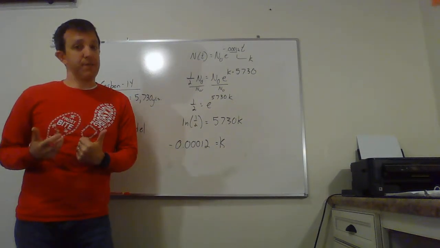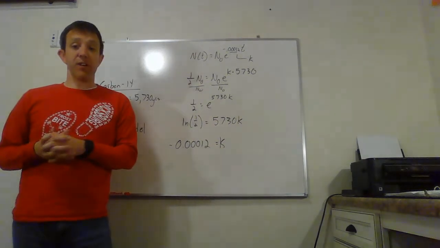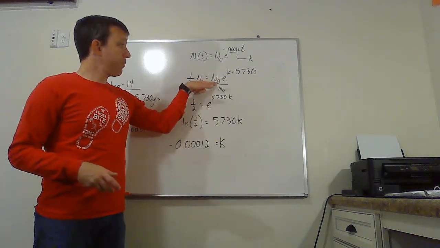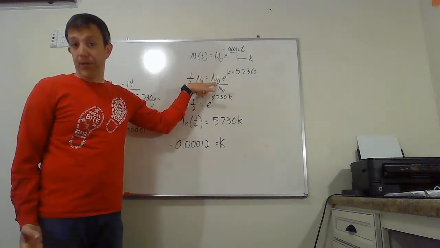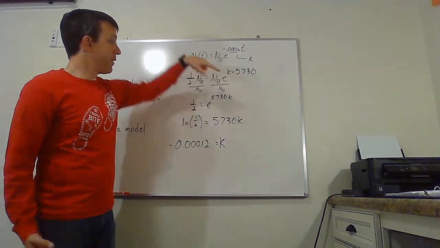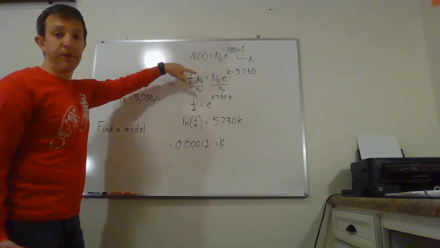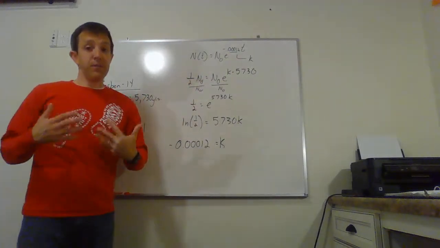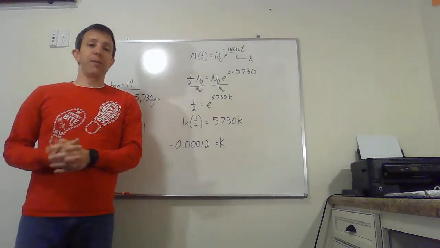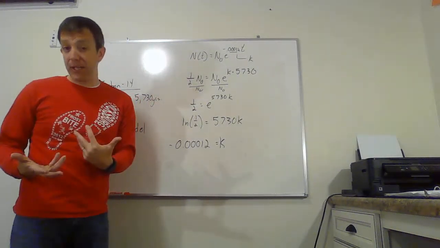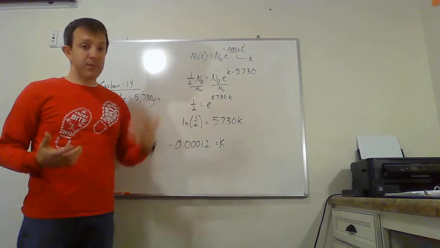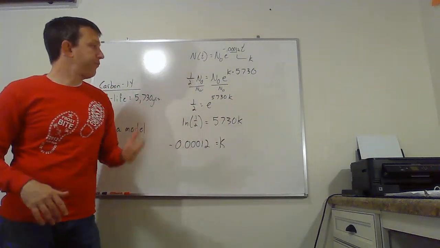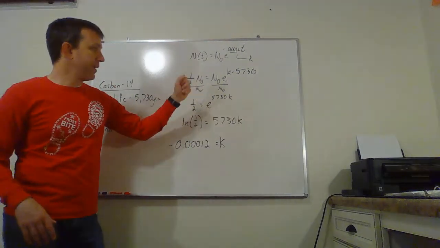After 5,730 years, whatever we started with, half of it is left. So if I start with some random initial amount, N sub 0, after 5,730 years, half of N sub 0 is left. So I can always set this up using that fraction. This could be with percents. You could have 70% left, and then it would be 0.7 times N sub 0. But we don't have to have the starting amount here to figure out what k is going to be.